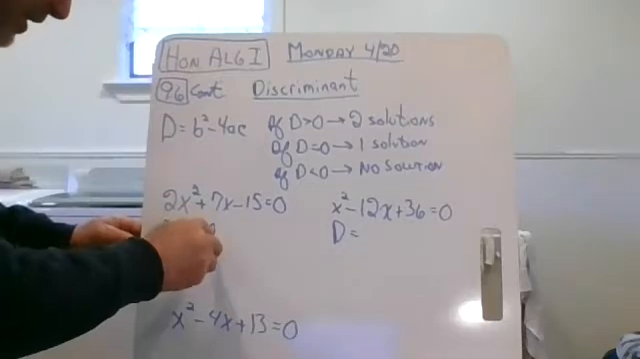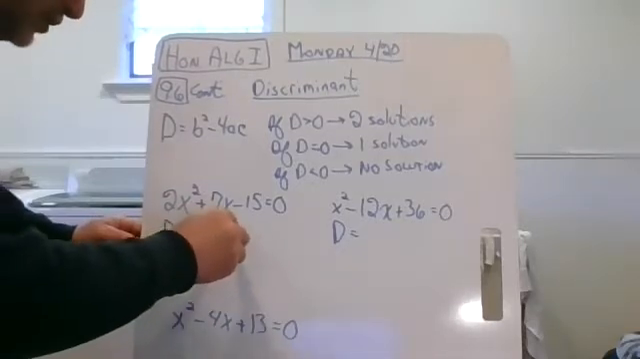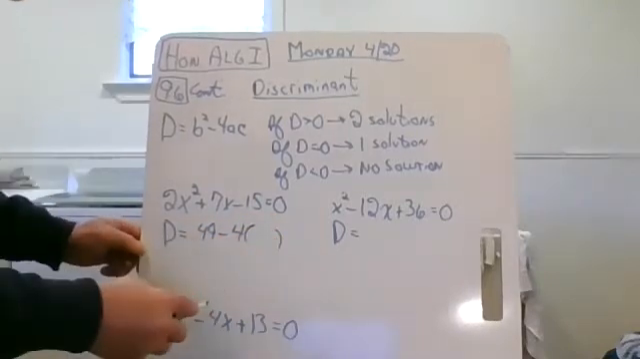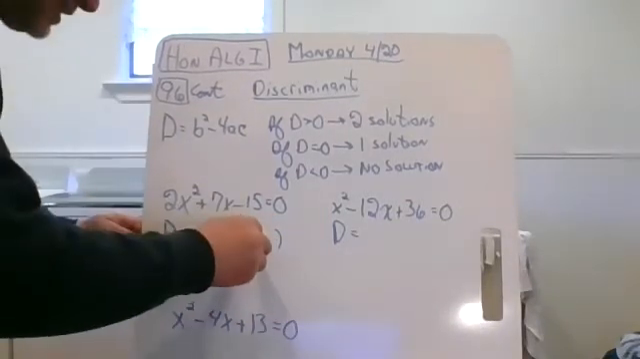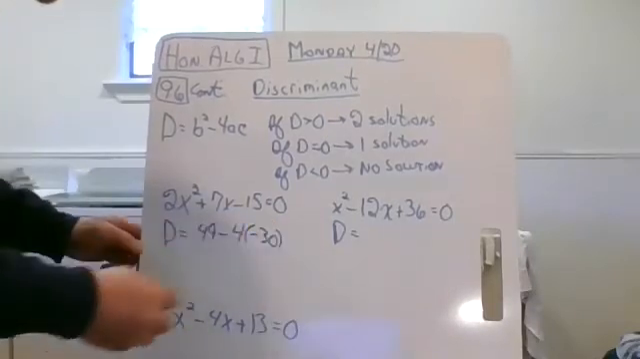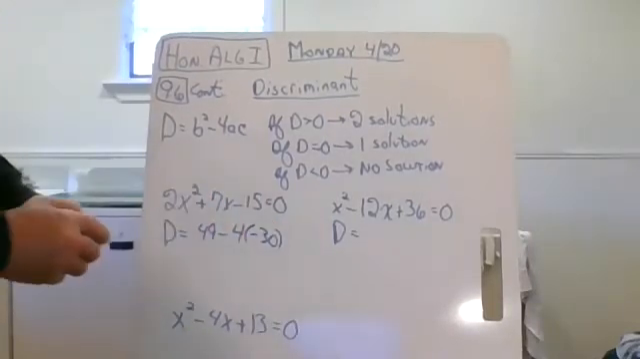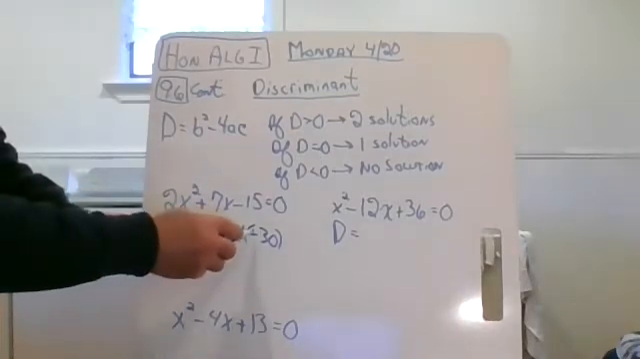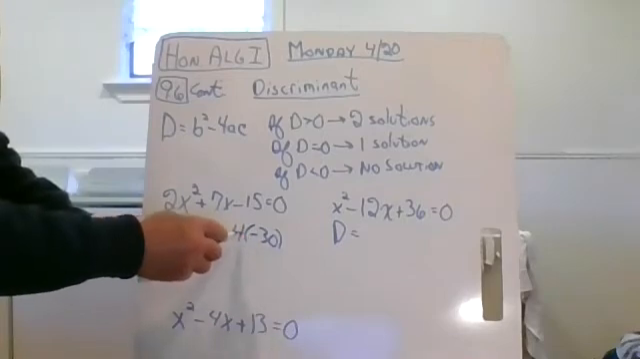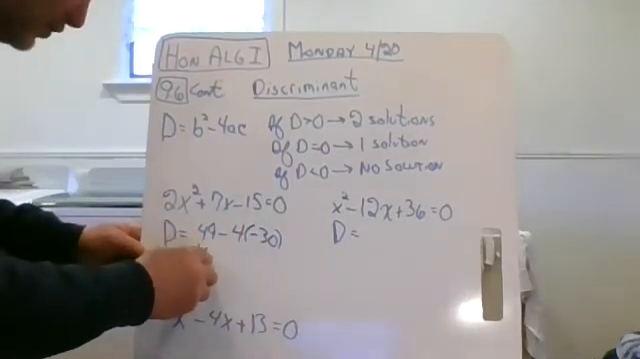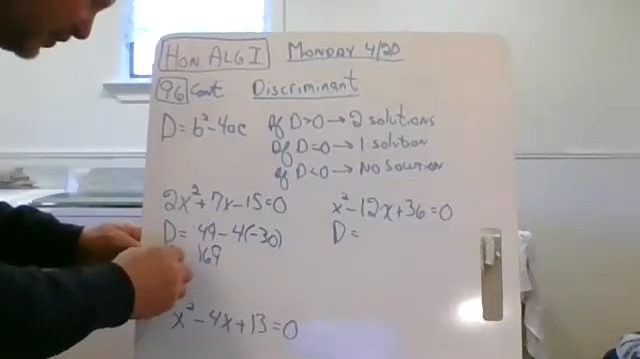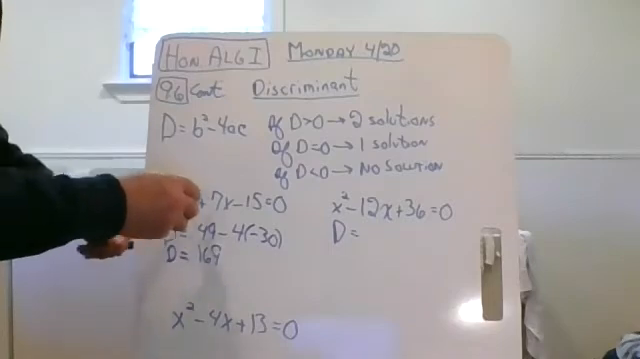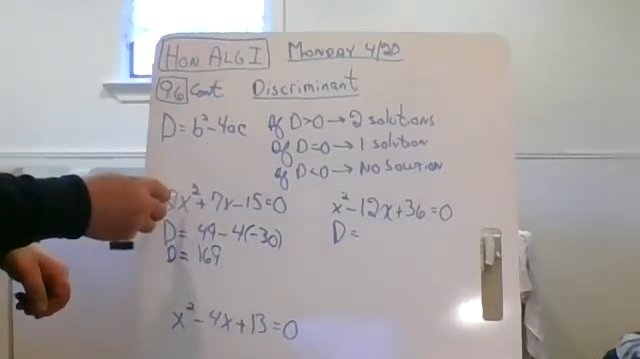It's 49, right? Minus 4 times, then we put AC in parentheses. AC is negative 30. Don't take the square root of that. Just take that expression. And so you get 49 plus 120, which is 169. And so the discriminant is positive. And so this equation has 2 solutions.